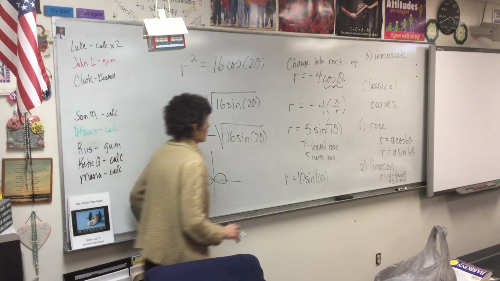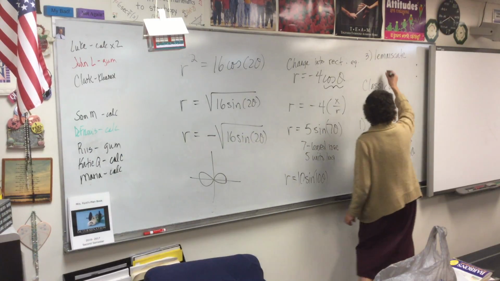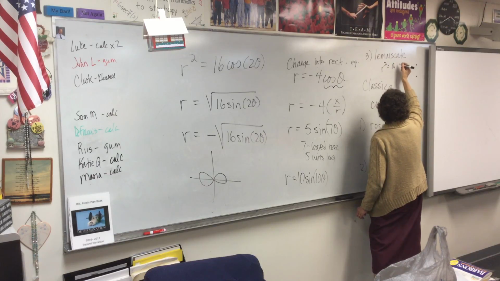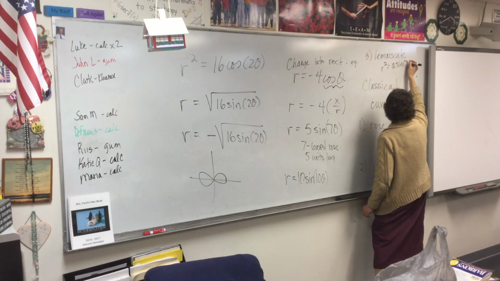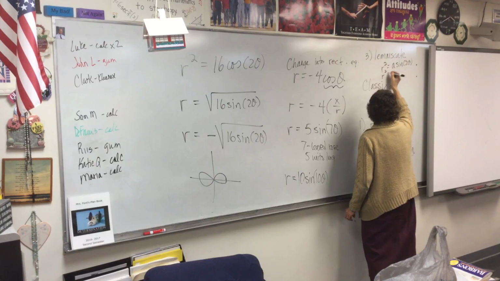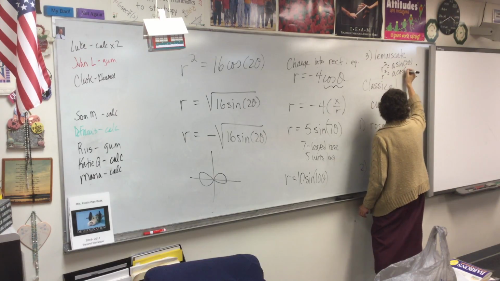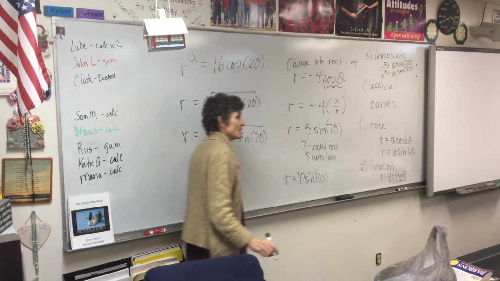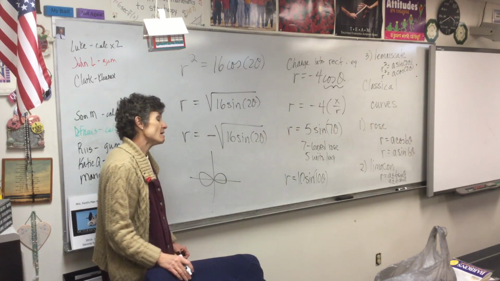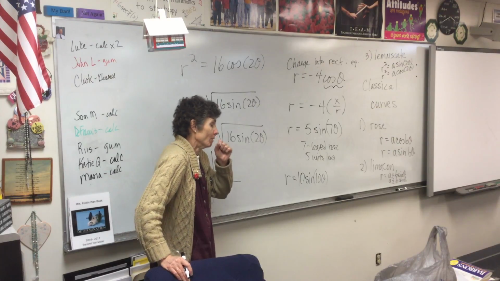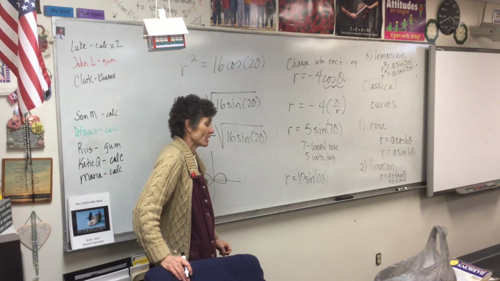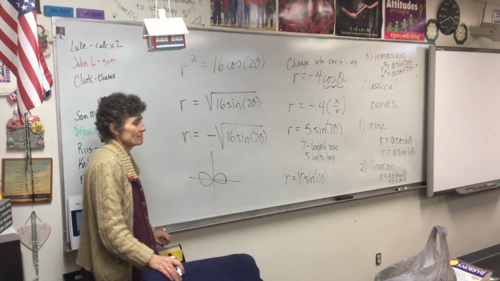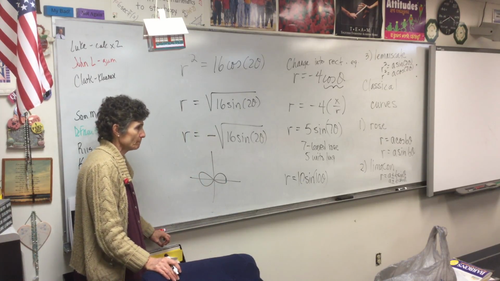Okay? So the equation of the lemniscate: R squared equals something times sine 2 theta, or something times cosine 2 theta. With a lemniscate, that will always be a 2 theta. If you graph, it is possible to make it another theta, but it won't be a lemniscate then. It will be some other shape, which is fine.